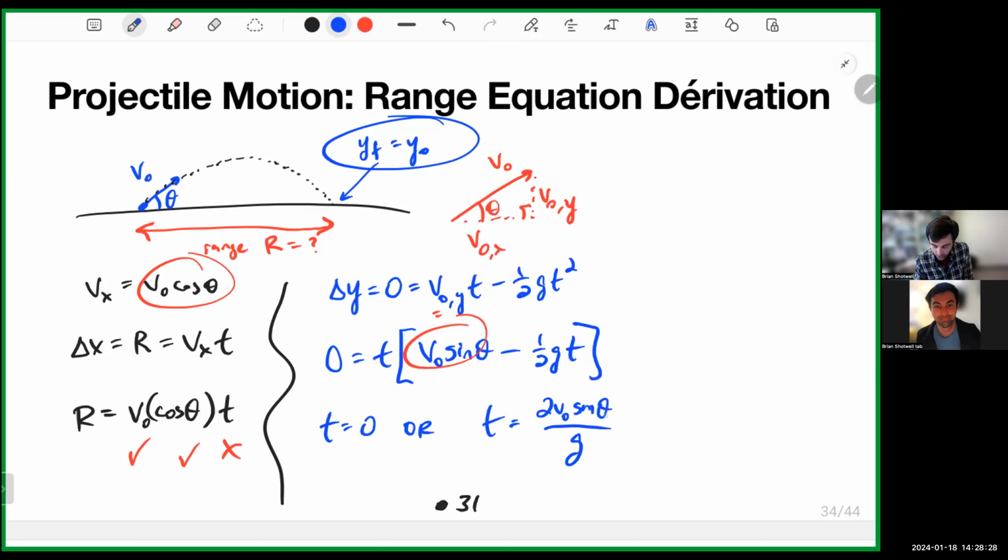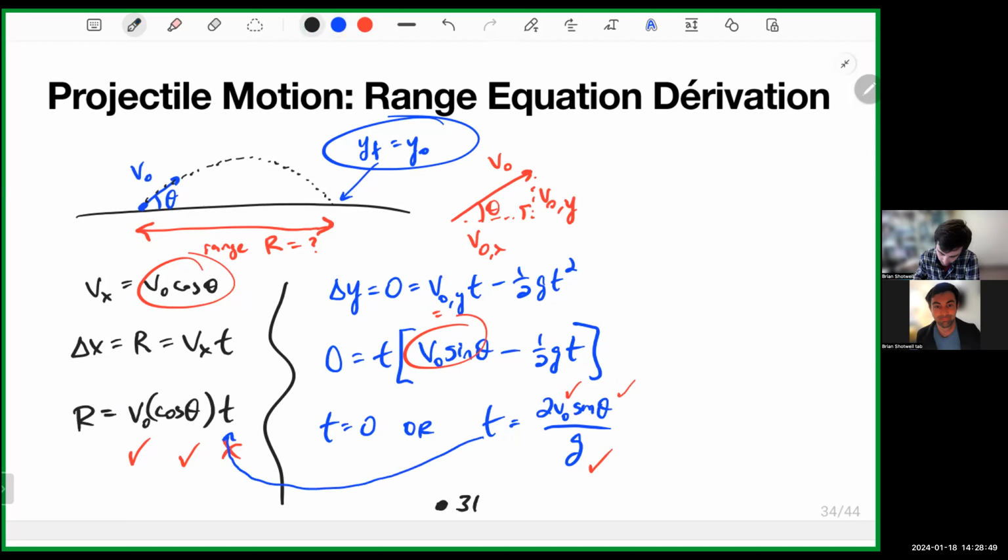Which is good because we know what v naught is, we know what theta is, and g is just a fundamental constant. It's always 9.8 meters per second squared. So we know what time is at this point. So now we can just take this value for t and plug it in right here. And this will finish up our derivation, our proof.